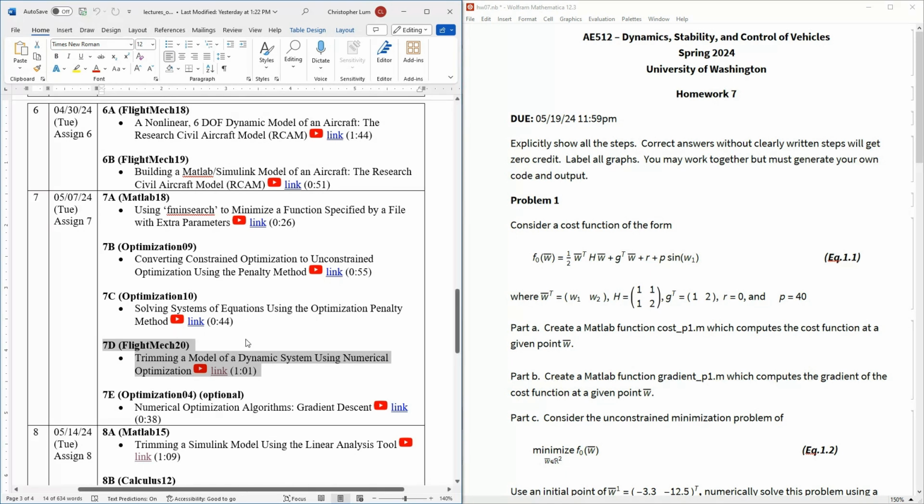So again, this will make a lot more sense, I think, once you watch through these videos. And again, this is building on optimization, namely the gradient descent approach. So if you haven't seen the gradient descent or you would like a refresher, please check out this last optional video. So that's the overall roadmap of where we're going this week. You can see it's looking a lot at mathematical optimization, and then we are also going to apply it to trimming our particular aircraft.